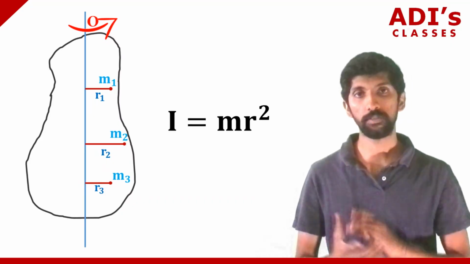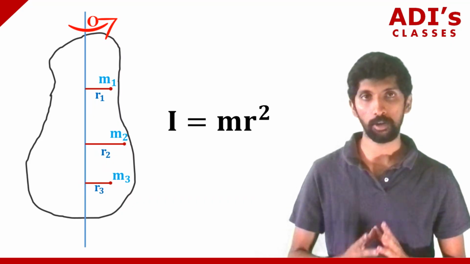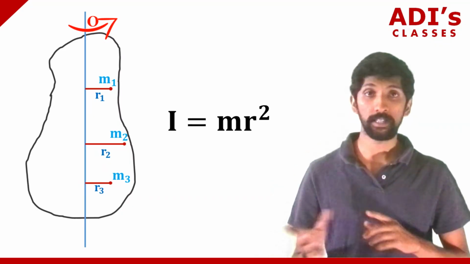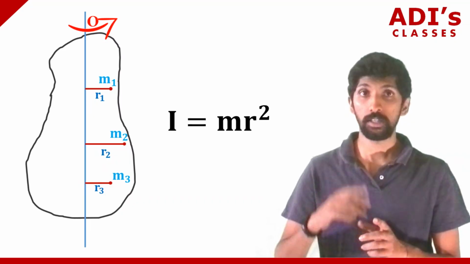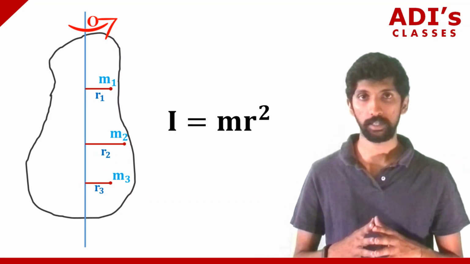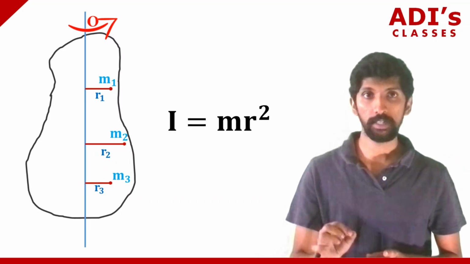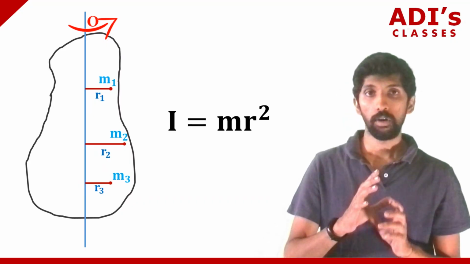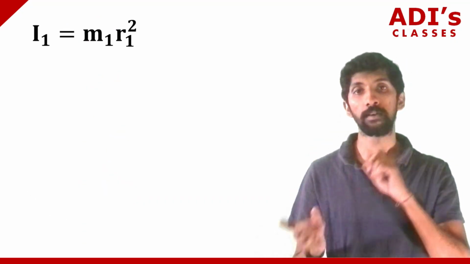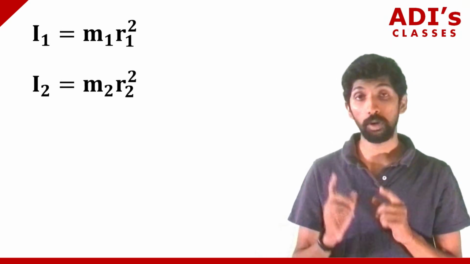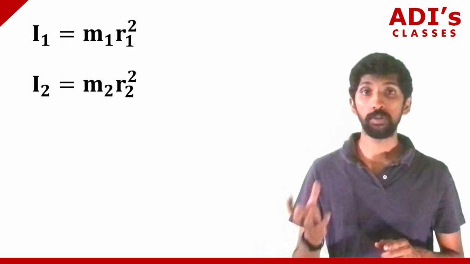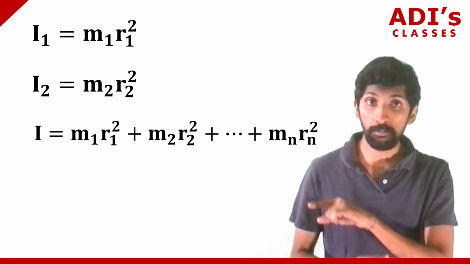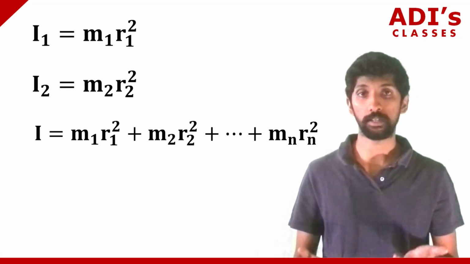Now look at the figure. We have some irregular object. So here we have different masses, correct? m1, m2, m3 like this, and the distance from the axis of rotation is r1, r2, r3 like this, correct? So each particle has its own moment of inertia, correct? So let's say the first particle has m1 r1 square, then m2 r2 square. So what will be the moment of inertia of the whole body? It will be the sum of the moment of inertia of all the particles, correct?